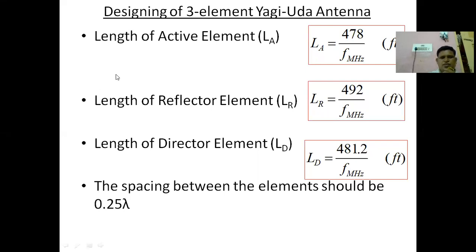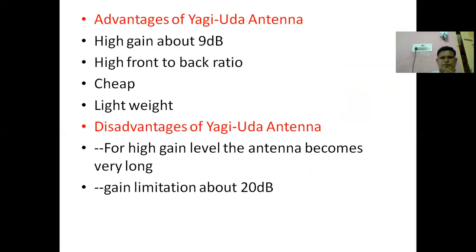What are the 3 elements? The active element, the reflector element, and the director elements. The lengths of these elements can be decided using these formulas, and we construct the 3-element Yagi-Uda antenna. The advantages of the Yagi-Uda antenna: it is a high gain antenna, the gain is about 9 dB. It has a high front to back ratio. By using a number of directors we can minimize the back lobe power, the minor lobe power. That's why we get the high front to back ratio.